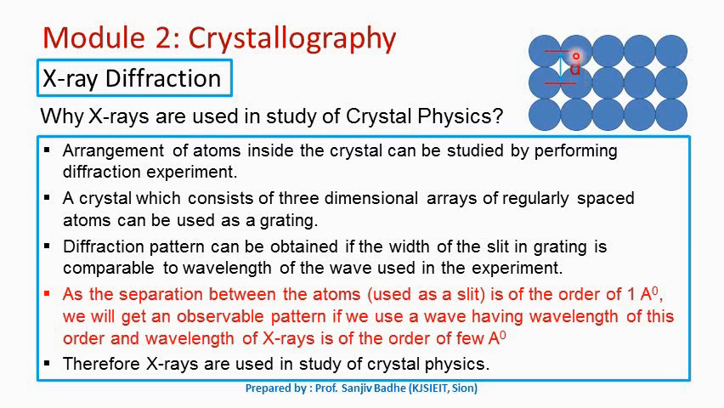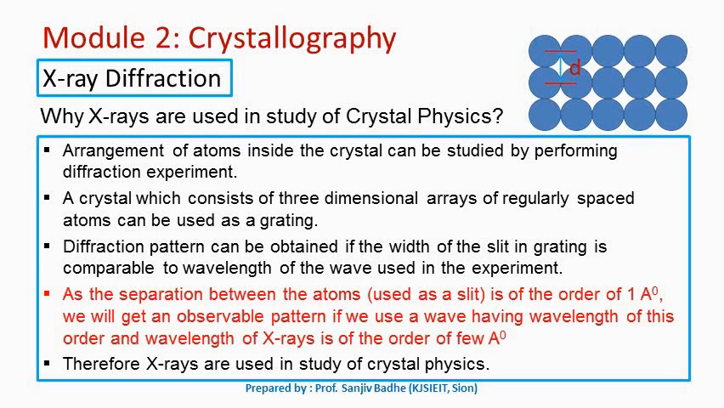So we can find out the interplanar spacing in different directions by changing the direction of the crystal which is being used as the diffraction grating. So we can find out this d, we can find out this d, we can find out this d, and by finding out the interplanar spacings in different directions, we can actually find out the crystal structure, the arrangement of atoms inside the crystal. So that is the purpose of doing X-ray diffraction experiments.